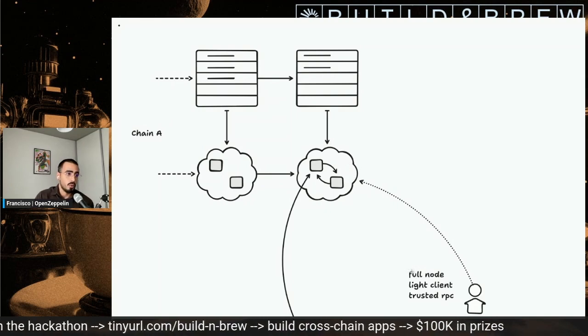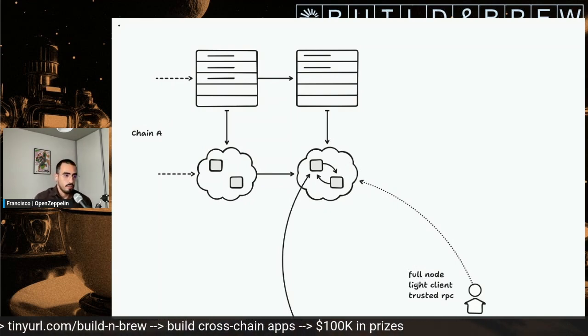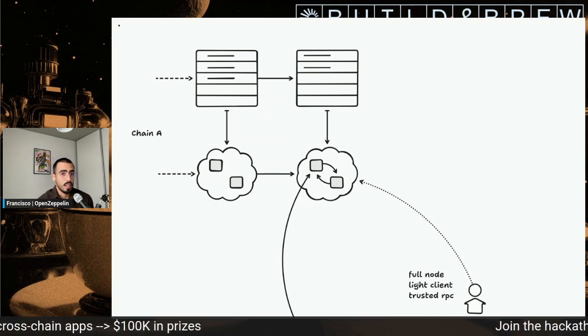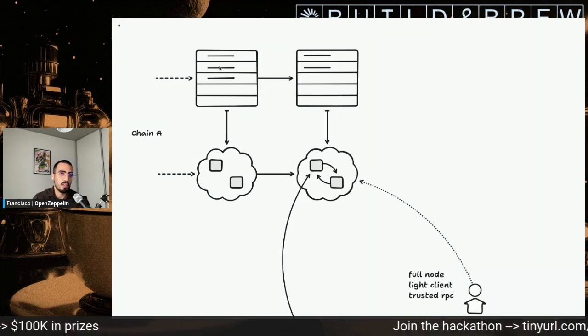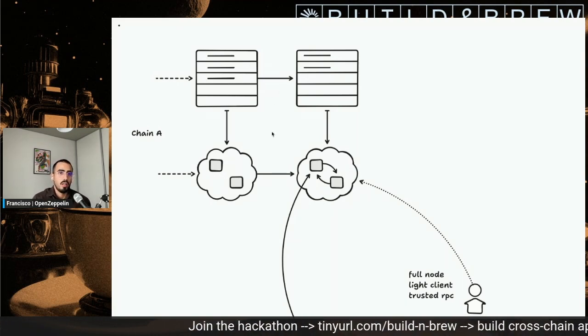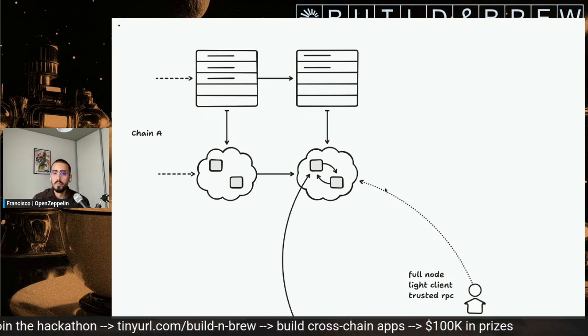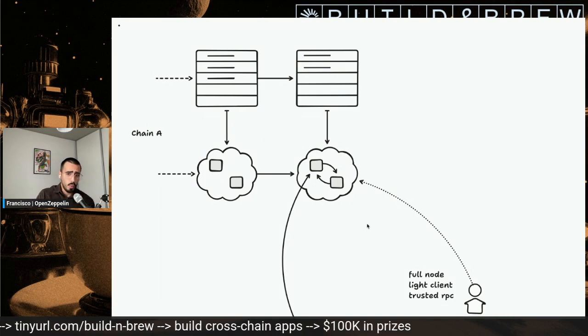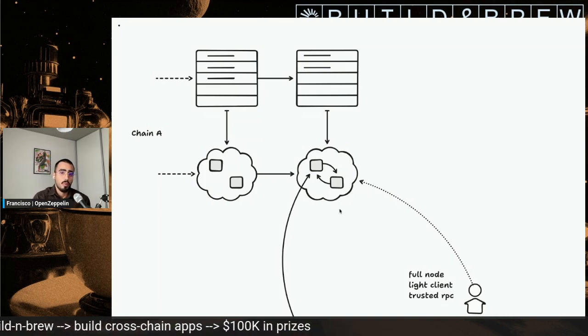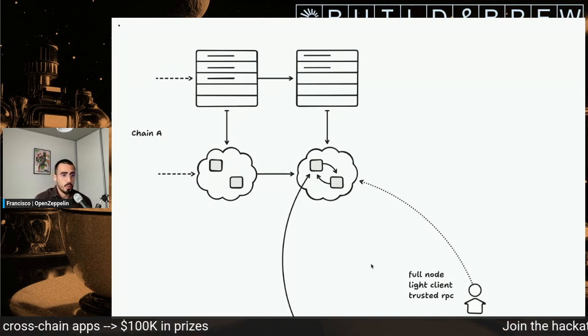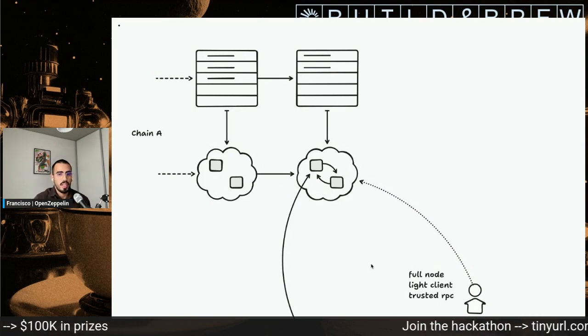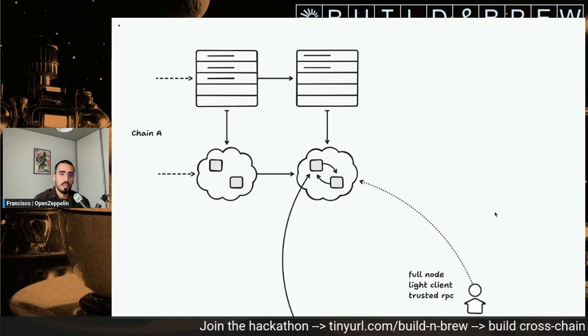But we might not want to do that. So we have a range of other options and things that we can do. We can run a light client where we validate the consensus of the chain, but we're not really re-executing everything. We're to some degree trusting the consensus to tell us what the state is, and then we can access it from there. Or we can just consult with a trusted RPC. We can just hit Infura and trust them to tell us what the state of the chain is.